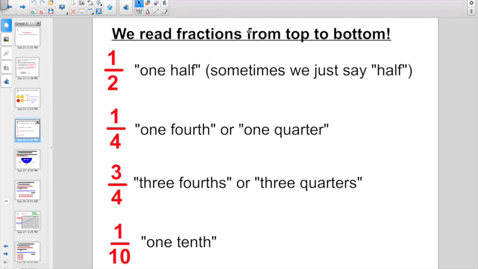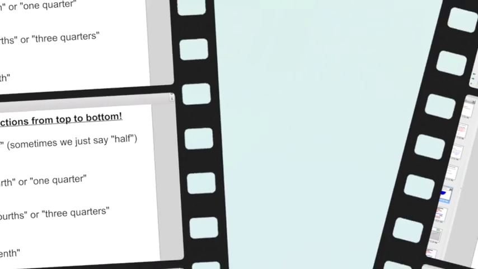We read fractions from top to bottom. Like this one, that's 1/2, or sometimes you just say half. This is 1/4, or sometimes people say one fourth. This is 3/4, or three fourths. This would be 1/10.